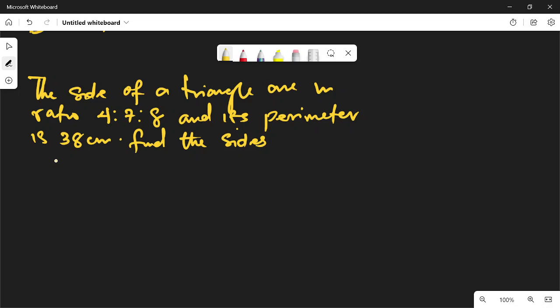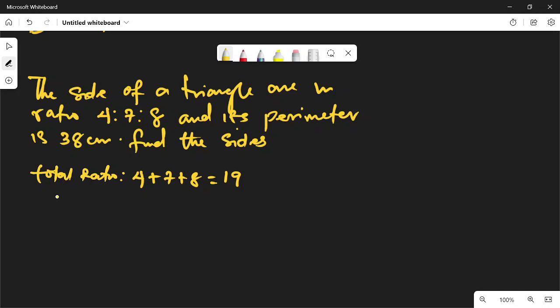Okay, so how do you find the sides? We have it to be 4:7:8, isn't it? So the first thing you want to do is to find what? The total ratio. So what will be the total ratio, guys? It's going to be 4 plus 7 plus 8. So that will give us 19.